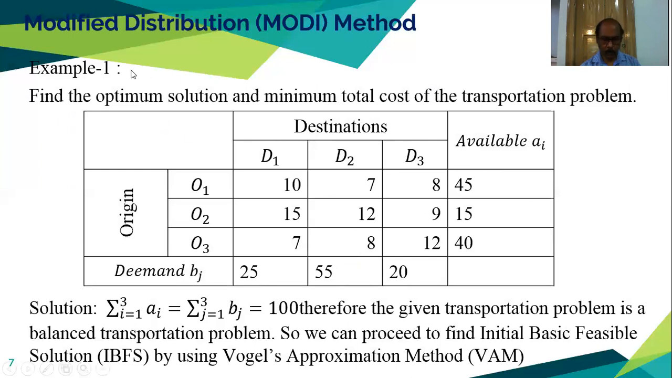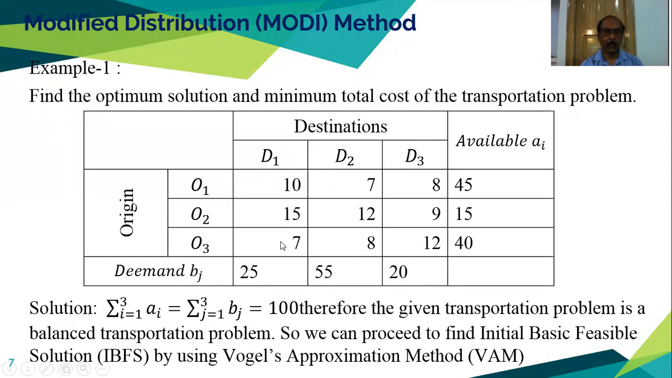So with the help of the MODI method, we try to find out the optimal solution of the problem. Let us consider a problem. First, we find out the initial basic feasible solution by using any method. Then we test whether it is optimum or not. If it is not optimum, then we try to find out the optimum solution. So find the optimum solution and the minimum total transportation cost of the transportation problem.